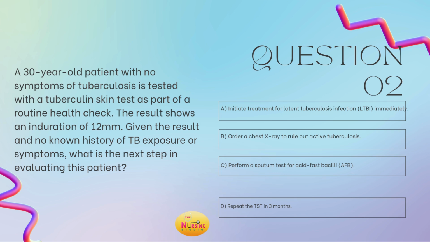All right. Question number two. A 30-year-old patient with no symptoms of tuberculosis is tested with a tuberculin skin test as part of a routine health check. The results show an induration of 12 millimeters. Given the result and no known history of TB exposure or symptoms, what is the next step in evaluating this patient? Is it A, initiate treatment for latent TB infection? B, order a chest x-ray to rule out active TB? C, perform a sputum test? Or D, repeat the skin test in 3 months? Take a moment and tell me what you got, you guys.